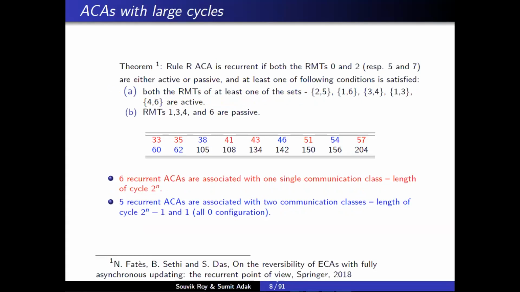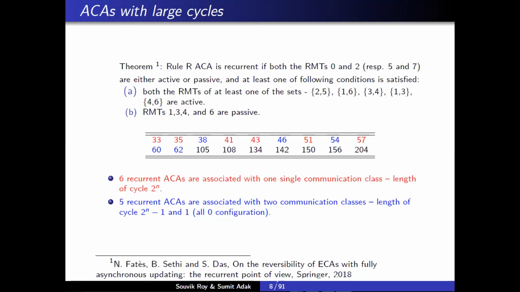Next, this is one already established theorem by Professor Fates, Sheikh Vishwanath Sethi and Shubhanta Das. They have identified the recurrent ACAs. Recurrent ACAs means if we evolve the system starting from an initial configuration, we can almost surely come back to that initial configuration. So kind of reversibility you can say, but they named this recurrent CA. This is an established theorem, and they have identified 18 minimal representative rules that are recurrent. And they have also identified the number of communication classes and the size of the communication class.